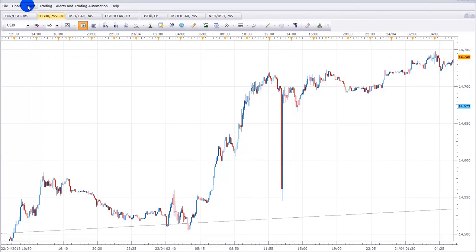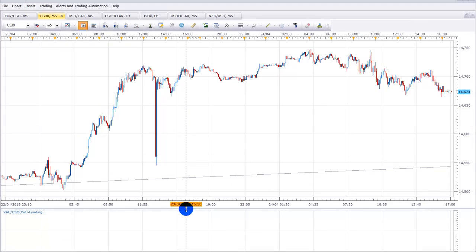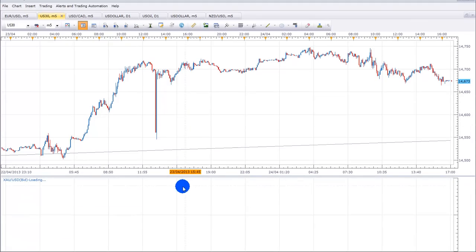Let's see what happened to gold prices. Gold did not do much. So I just want you to be aware of which are the instruments which are vulnerable to hoaxes and news. So let us see what happened to gold. You say display in the area below, and let it load.